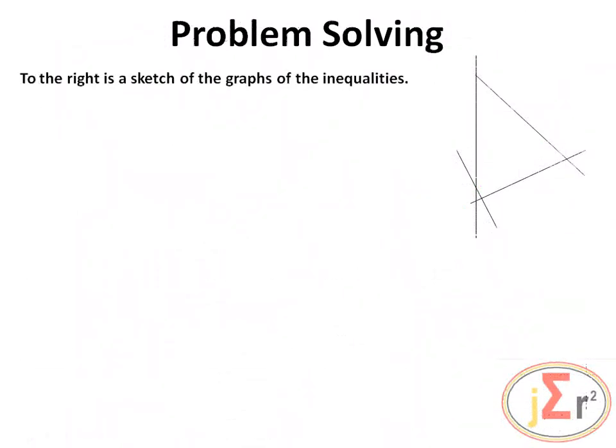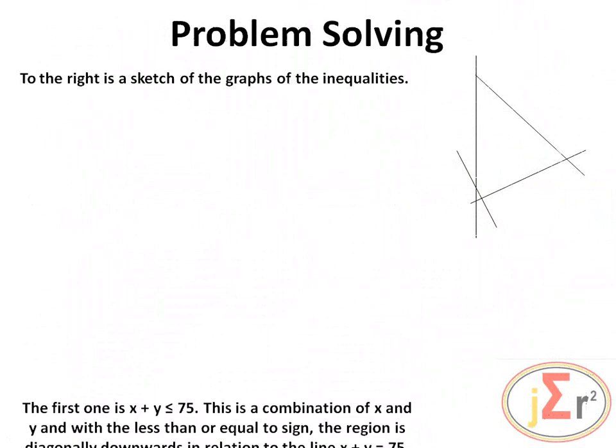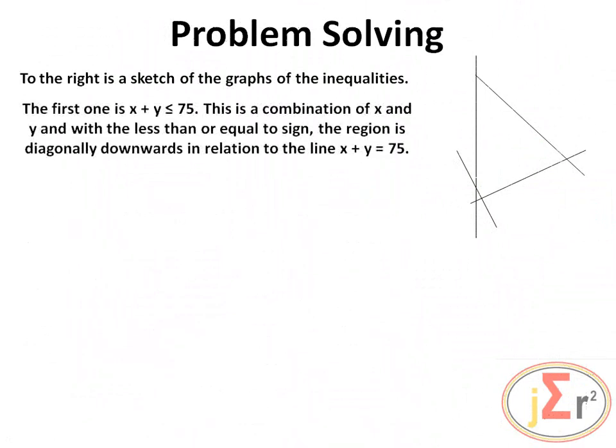So, to the right is a sketch of the graph of the inequalities. The first one is x plus y is less than or equal to 75. This is it. This is a combination of x and y, and with the less than or equal to sign, the region is diagonally downward in relation to the line x plus y is equal to 75, which is this line. So we are going to go like that, less than. So we are less than both x and y values on this line. So that is the direction that we are talking about.